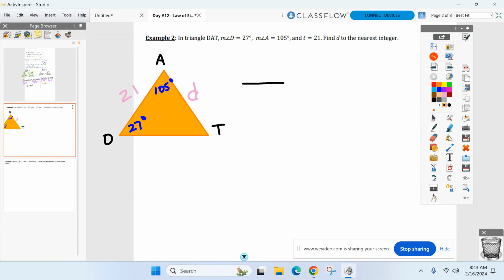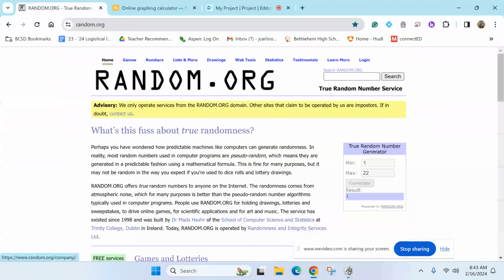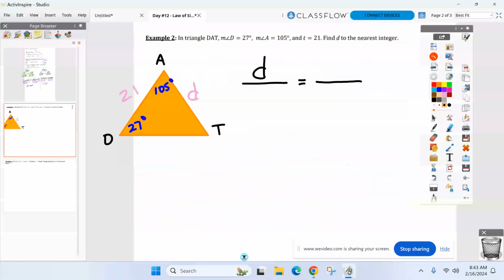Law of sines, because this is not a right triangle, so I have to use law of sines. Looking for side D. What should I put it over now? D over. What's going to go on the denominator there? Sine 27. Good.